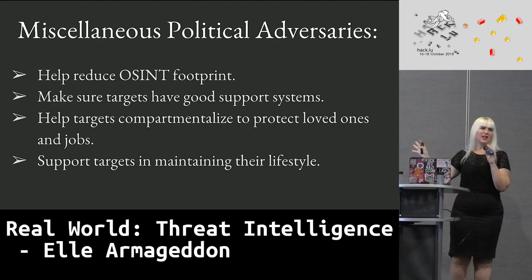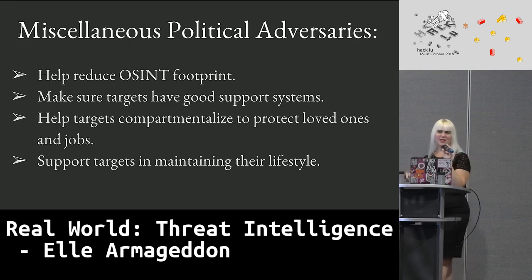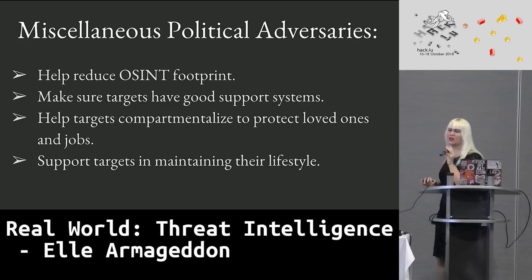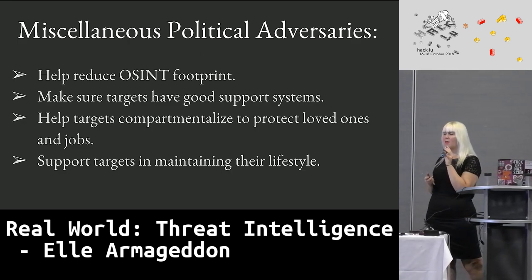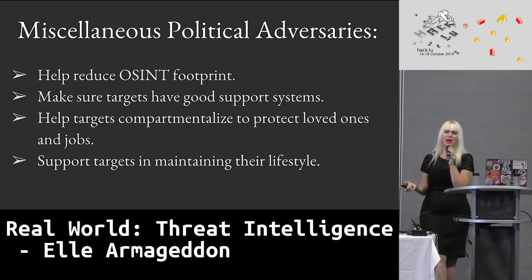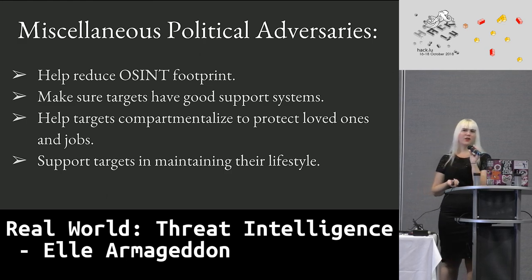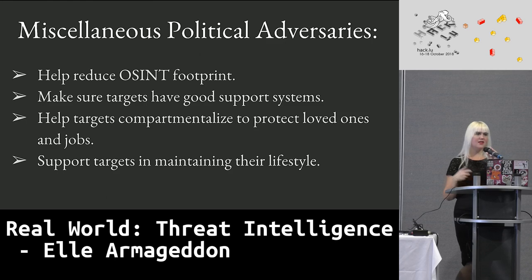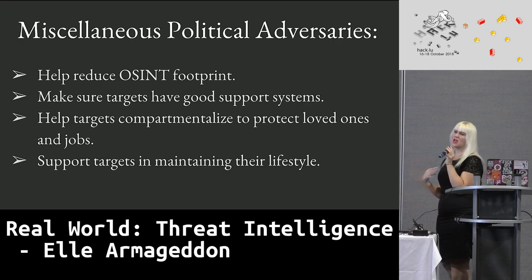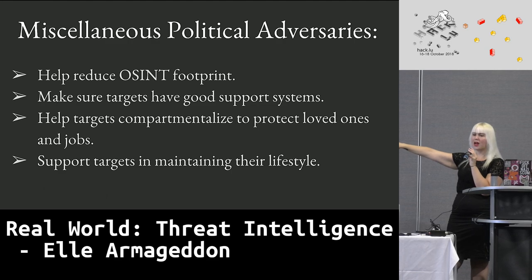So the first thing we're going to do here is try to help them reduce their open source intelligence footprint, because this is the primary attack vector that a lot of these people have. This might mean removing pictures of their face from any public social media sites as best they can. It's definitely going to include locking down their social media profiles. It may involve choosing to use a different name so that their legal name is not associated with their political activity in ways that these particular threat actors can find.